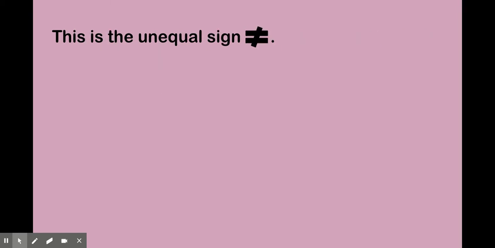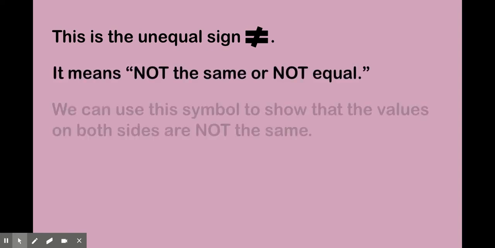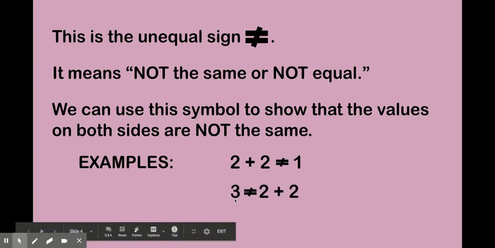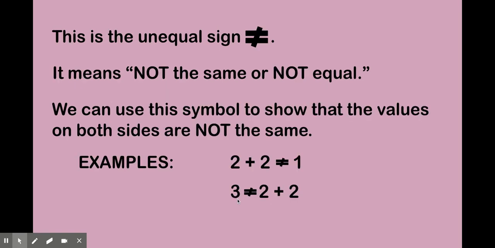Okay? This is the unequal sign, for something that's not equal, or not the same. And we can use this symbol to show that the values on both sides aren't the same. For example, 2 plus 2 does not equal 1. We know that 2 and 2 equals 4, which is not the same as 1. So they cross a line out saying this is not equal, right? Another one, 3 is not equal to 2 plus 2. Again, 2 plus 2 is 4, so that can't equal 3.